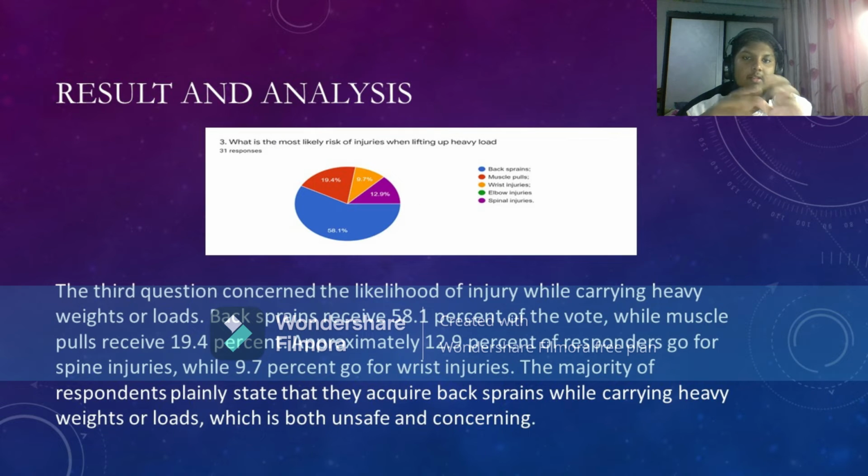The third question relates to the likelihood of injury while carrying heavy weight. Muscle pull received 19.4% of the vote, while back sprains received 58.1%. 12.9% of respondents are called in for spine injuries, while 9.7% are called in for wrist injuries. The majority of respondents specifically said that they get back sprains while carrying heavy weights or loads, which is both unsafe and concerning. The last question asked respondents if the design was adequate or not.